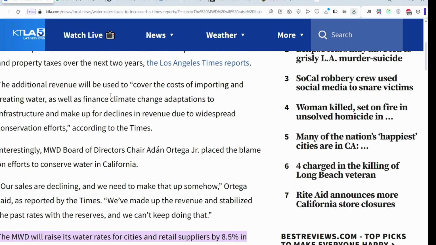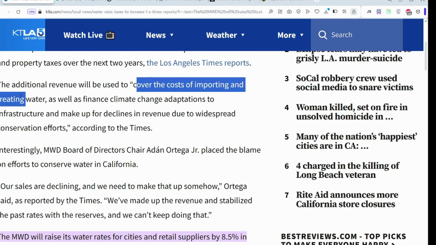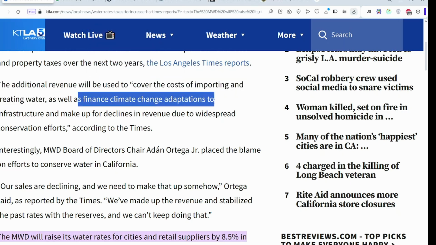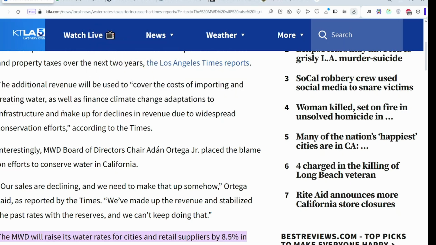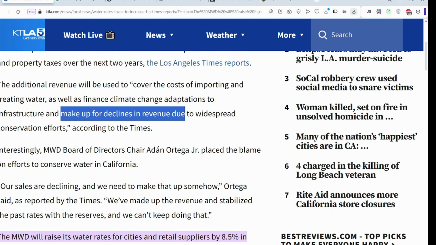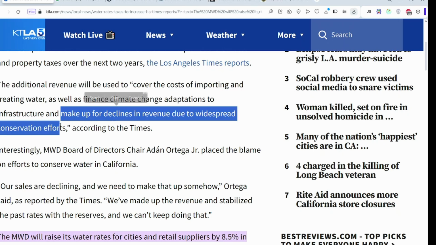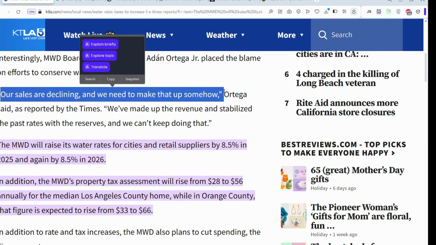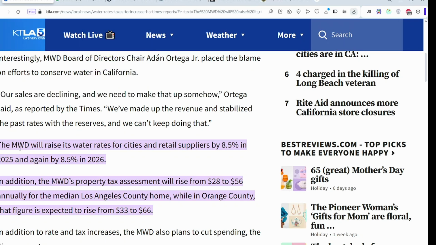So the reason for the water rates increase is to cover the costs of importing and treating the water, and financing climate change adaptations. And what stuck out to me was making up for declines in revenue. Our sales are declining, we need to make up for it somehow. They emphasize us trying to conserve water, and they're punishing us for that.